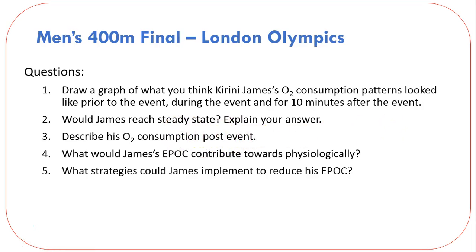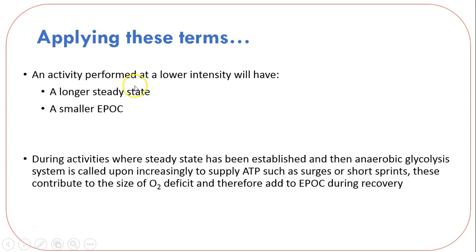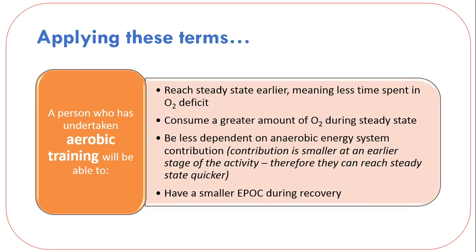Things that you need to be able to do: if we're performing an activity at a lower intensity, that means we're going to have a longer steady state, and the effect of that is going to be a smaller EPOC post-exercise. During activities, when we reach steady state, and then we have to sprint or go up a hill, that also adds to the oxygen deficit across the event, which increases our EPOC during recovery.